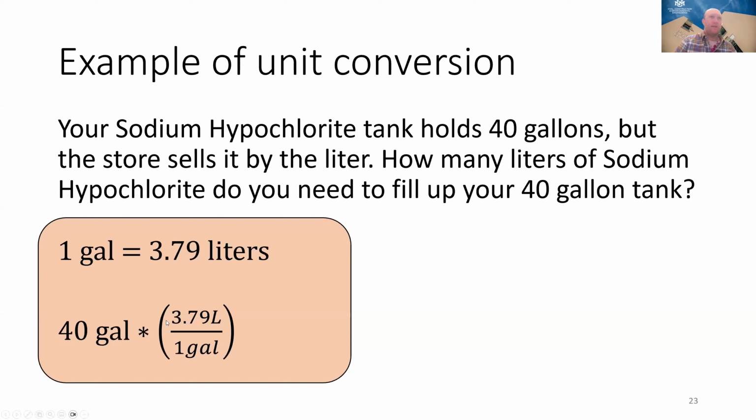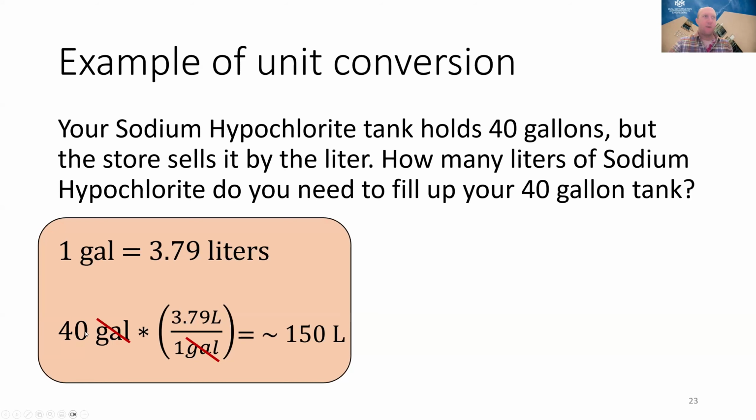And then I'm going to set up my equation. I'm going to multiply 40 times my conversion factor. I'm going to have the 3.79 liters on the top as my numerator, and then the 1 gallon on the bottom as my denominator, because I want to cancel those out. I want to cancel out gallons because gallon is on top of the equation and the bottom of the equation, and then we're left with liters. And so we need to buy about 150 liters.